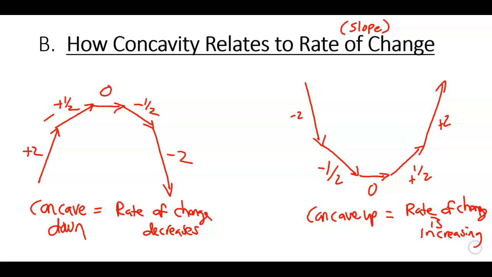So we know what concavity means now. It's just the bowl shape of a function, whether it's facing up or down. We know how it's related to slope. If the slope is increasing, that makes concave up. If the slope is decreasing, that makes it concave down. So we have our two main ideas there established.